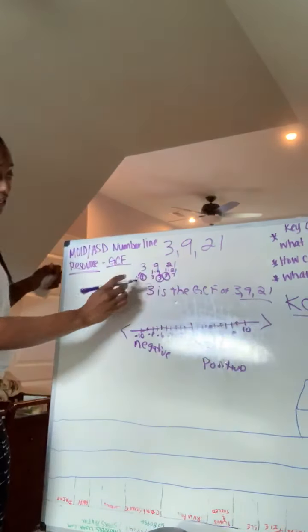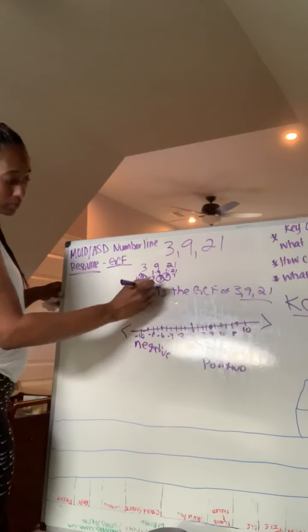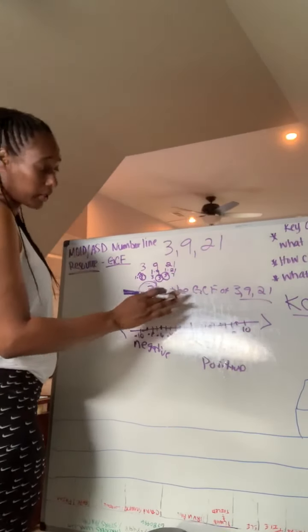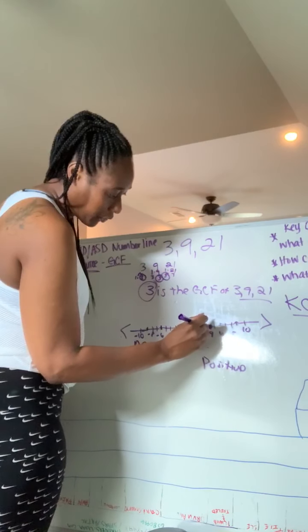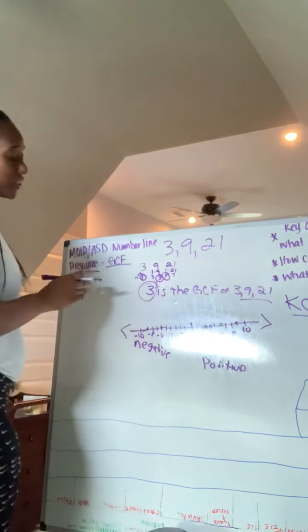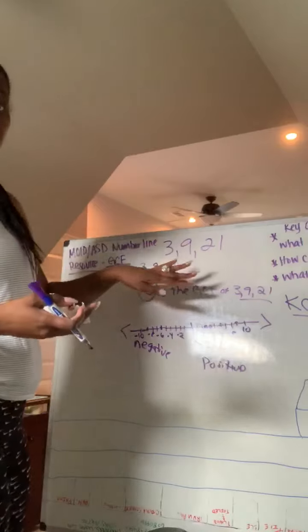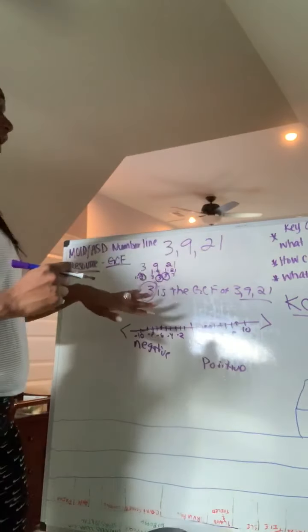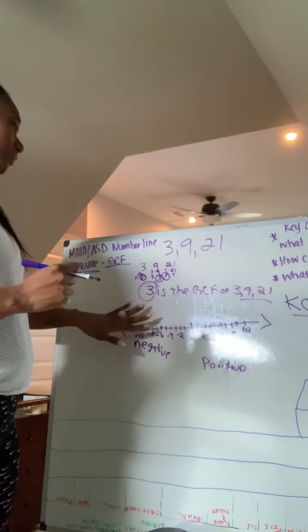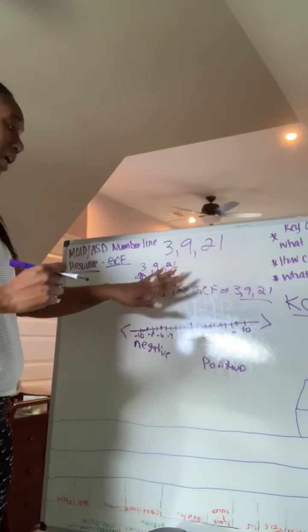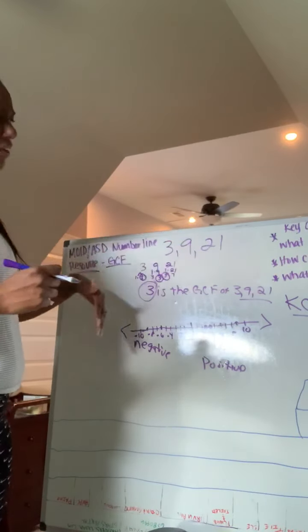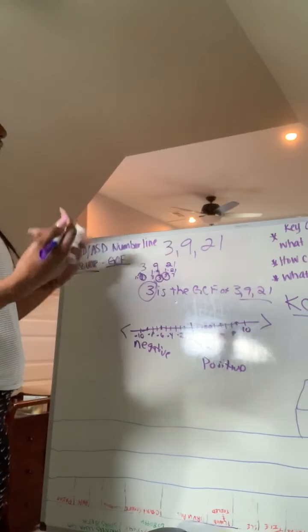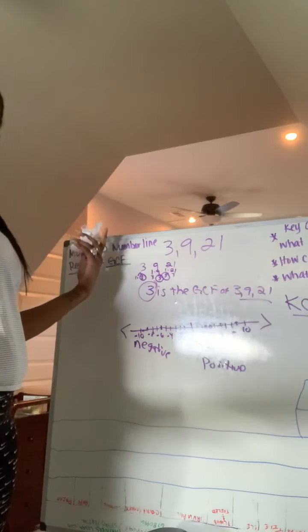So we see that 3 is positive. So we will come to our number line and we will place the number 3. So this is how we use math to find the number line. And so we use 3, we use our GCF, and we use our number line, and we put the positive and negative numbers. So this is how we use the GCF and how to use the number line.